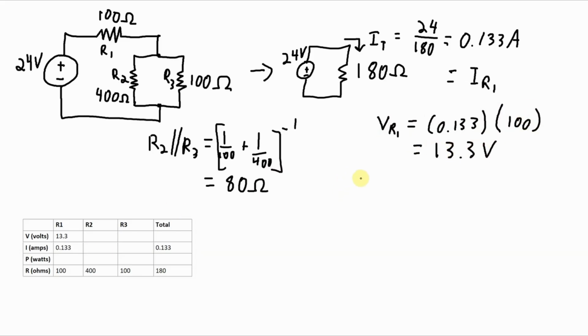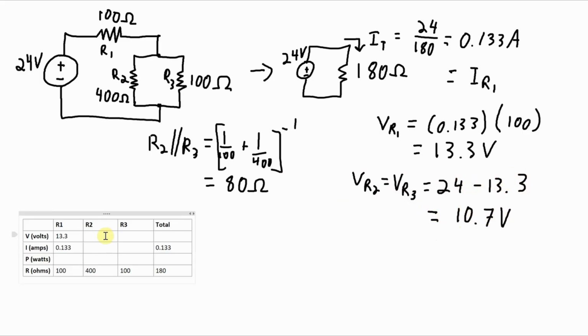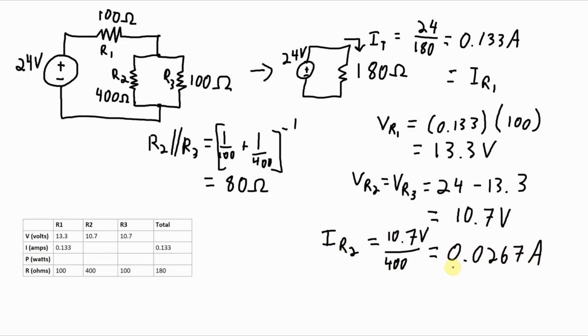and from Kirchhoff's voltage law, I know that the voltage across R2 and R3 will be equal, and also that it will be 24 minus the drop across the R1, so 10.7 volts. And the current through R2 and R3, they're going to be different. It's going to be the split of 0.133 amps. So some of that 0.133 will go through R2 and some will go through R3, and we can use Ohm's law to figure out how much. And through R3.